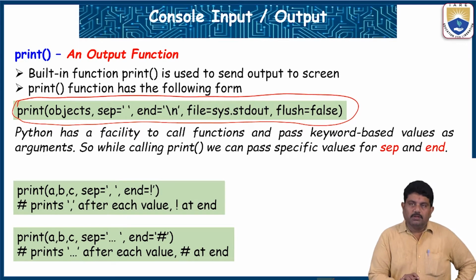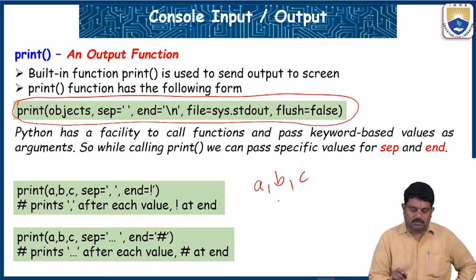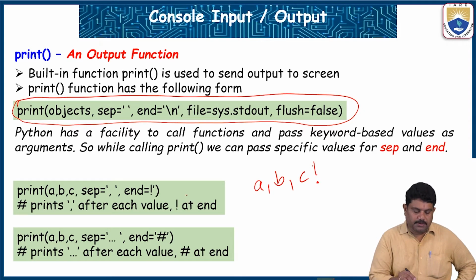There is no need to maintain the separator as a space or end as backslash n. We can change those things. Here is a small example: print a comma b comma c, separator equal to comma, and end equal to an exclamation symbol that we have given. The output comes like this: when you execute this print, it prints a comma b comma c, like this, because here we have given the separator as a comma, and it ends with this symbol. Like that it prints.